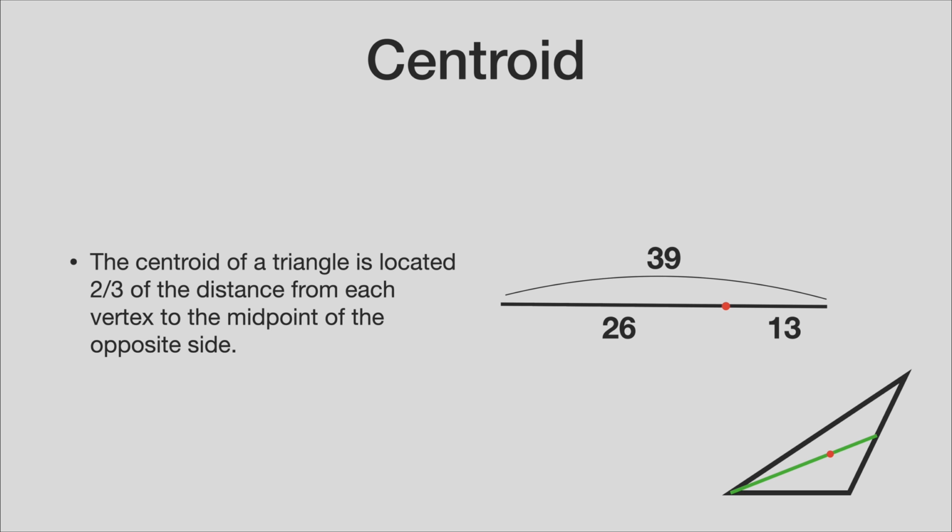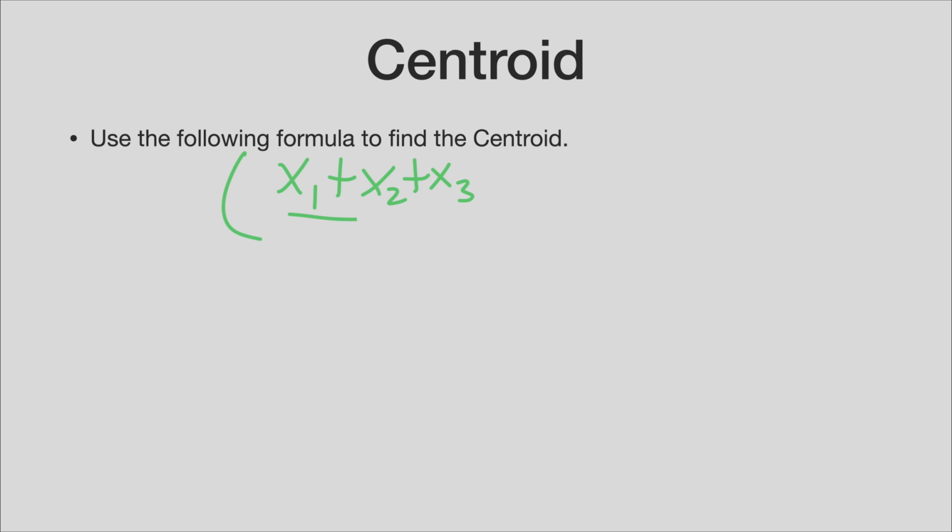So let's talk about how we find the centroid now. You will use the following formula to find the centroid. It's x1 plus x2 plus x3 over 3, and y1 plus y2 plus y3 over 3. If this looks similar, it's because it's basically the midpoint formula, but with a third point added in.